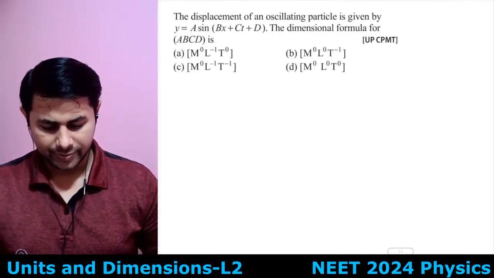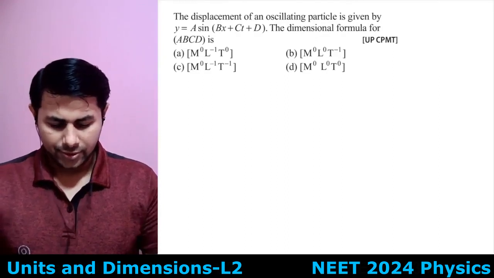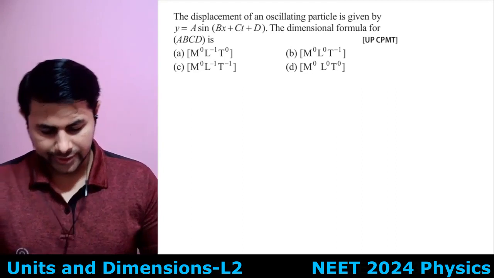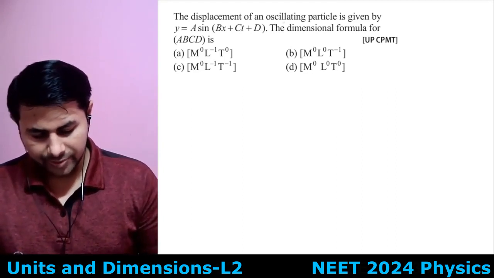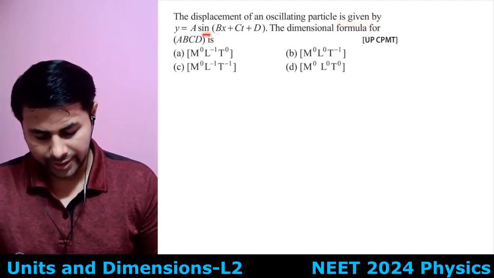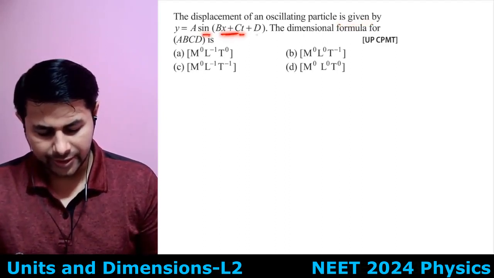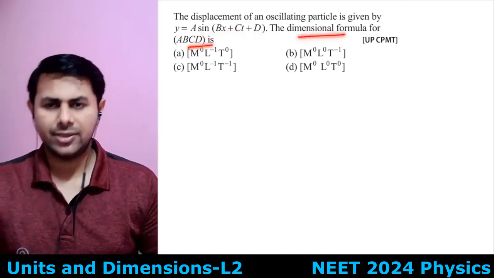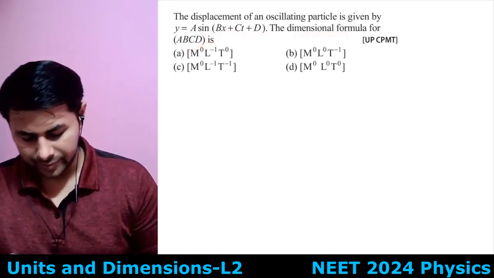All right, so let's see some examples now. Let's see this example. The displacement of an oscillating particle is given by a sine of bx plus ct plus d. Then the dimensional formula for A, B, C, D is, okay.